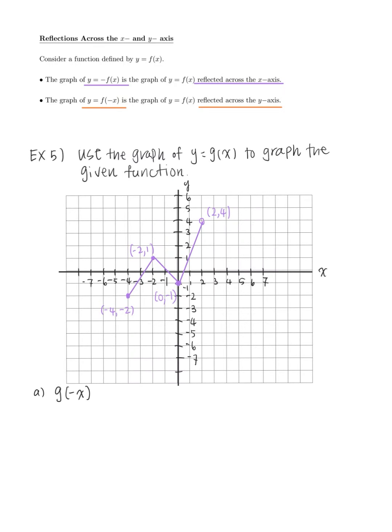Use the graph of y equals g of x to graph the given function. Here, our original function y equals g of x is this purple graph. Okay, so part A, we need to compute g of -x. So that will be this case, isn't it? The graph of y equals f of -x is the graph of y equals f of x reflected across the y-axis. So basically we're going to take this graph and pretend that you're going to rotate the y-axis. So you're going to flip over the graph with respect to the y-axis.